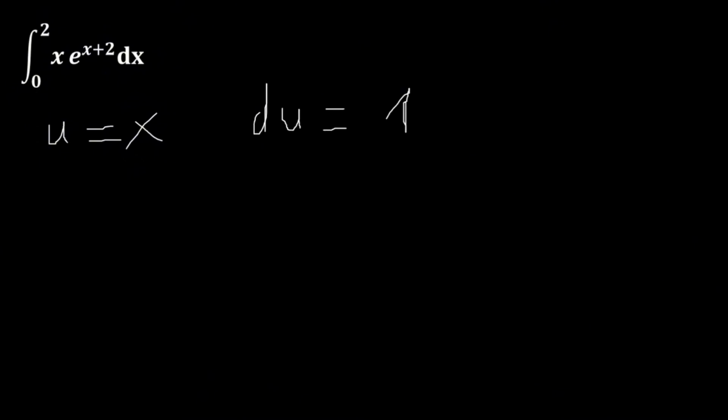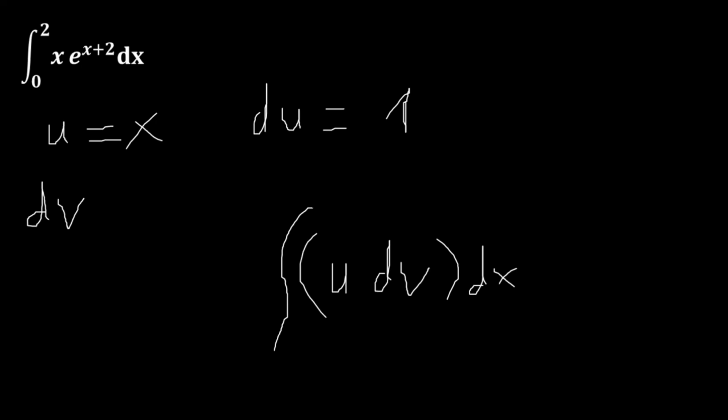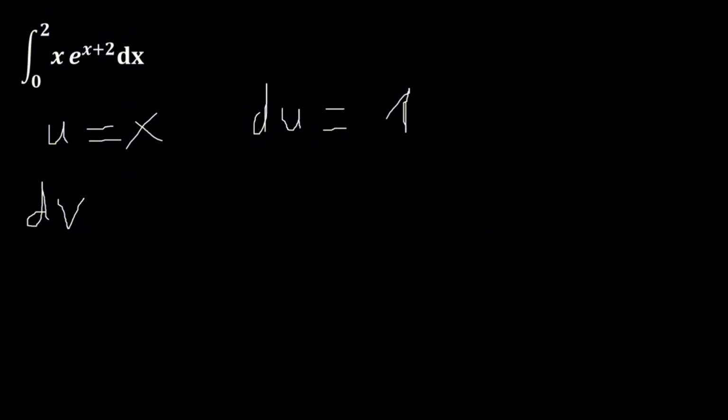You take du equals 1. Okay, you differentiate. Therefore, we are going to take our dv, because in integration by parts we have something in the form u dv. Therefore, this is u and the other one is dv. You have to choose which one is u and the other one is dv. It's not necessarily this order, but any order. Okay, let's integrate. We have for dv, e to the x plus 2.